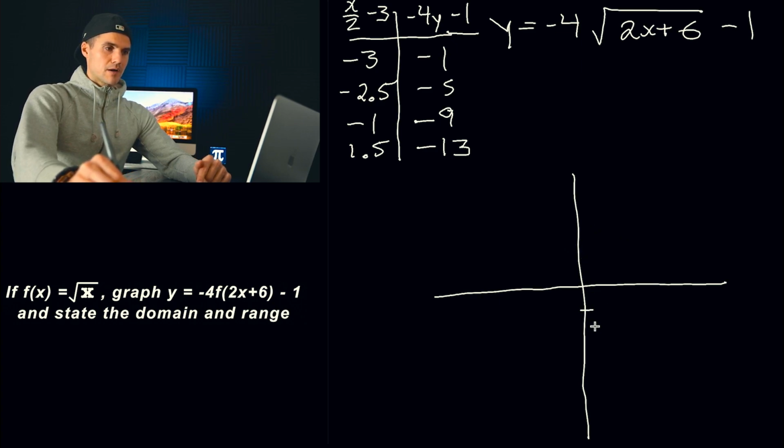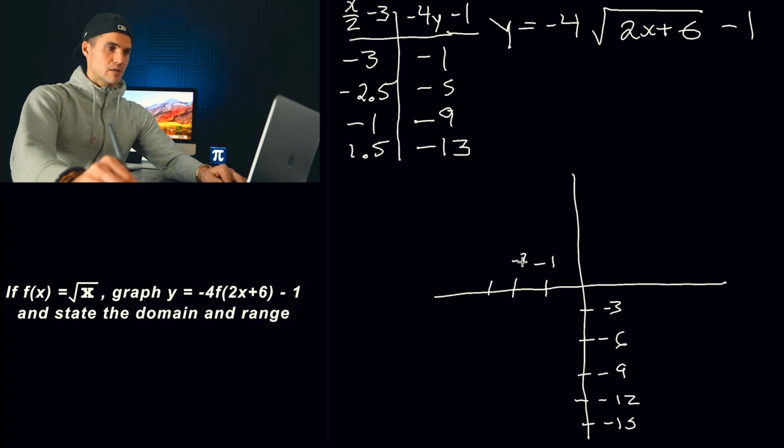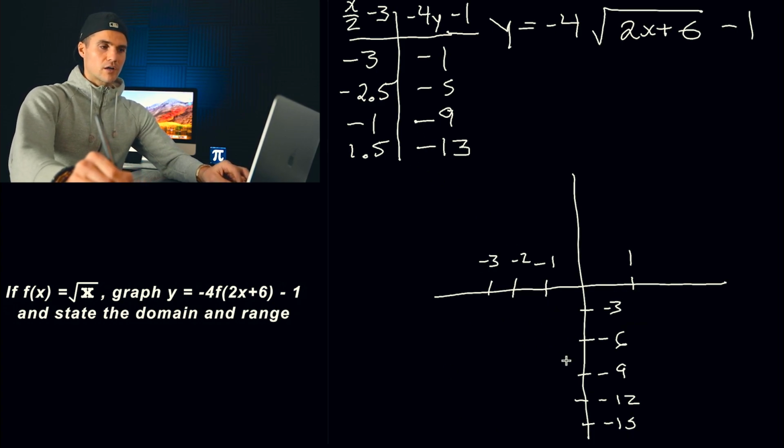So let's go up by 3: -3, -6, -9, -12, -15, like that. And then let's go up here by 1s: -1, -2, -3, and then let's say +1, like that. Usually I know that these are down here and these are on the left, but because a lot of the points are going to be in this third quadrant, I wanted to create some room over here. So I put them on the opposite sides of where they usually go.